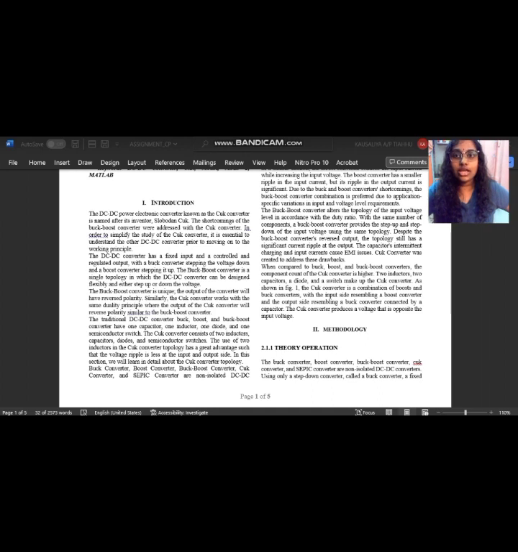which is using two inductors, two capacitors, a diode and a switch to make up the Cuk converter, with the input side resembling a boost converter and the output side resembling a buck converter connected by a capacitor. The Cuk converter produces a voltage that is opposite the input voltage.